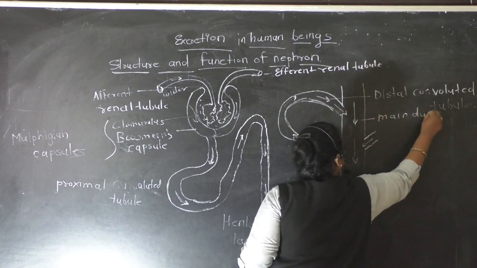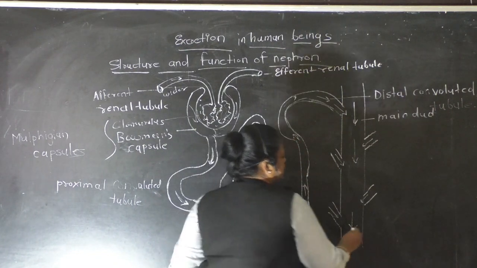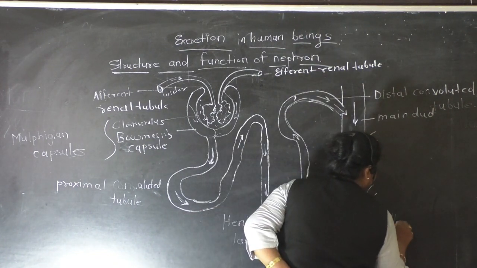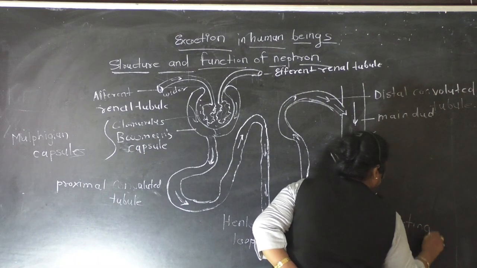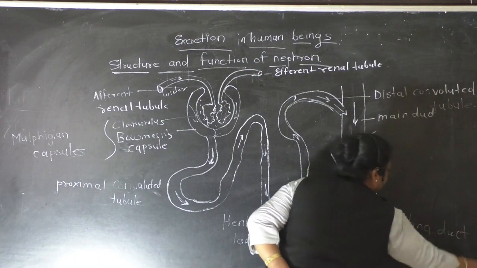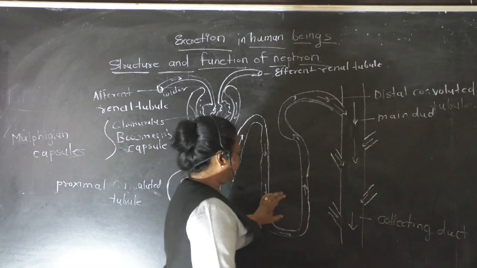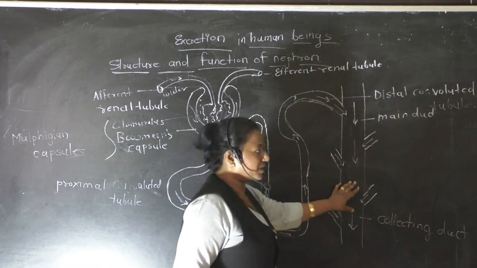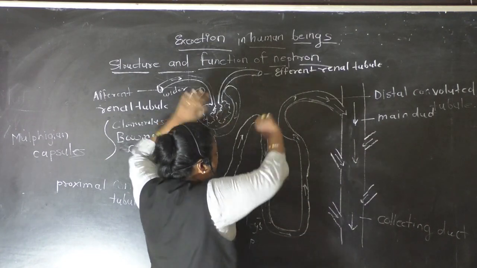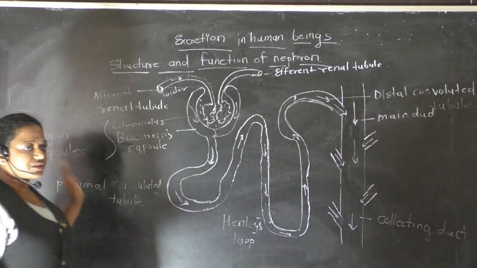This part is called the main duct, as well as the collecting duct. Here all the filtrate collects. Now I can see urine here, but here I cannot see it. So these are all the major parts or structures of the nephron.